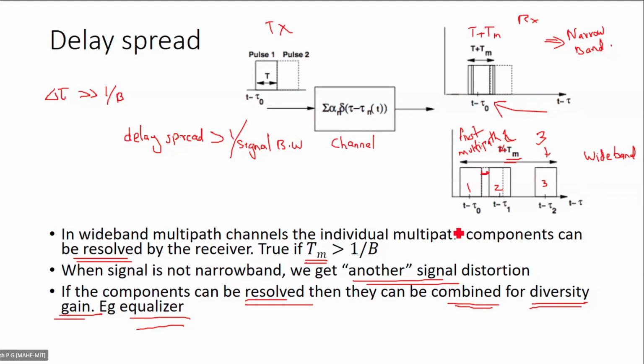The components are spaced at times like this. The first component is at time t minus tau 0, the second component at t minus tau 1, t minus tau 2, t minus tau 3, etc. That's all about delay spread. We have seen that if the components are kept together, it is called narrowband, and if the components are kept apart, then it is called wideband.